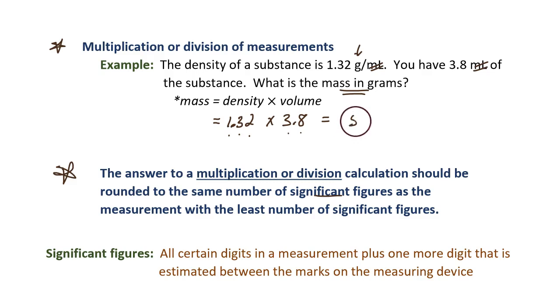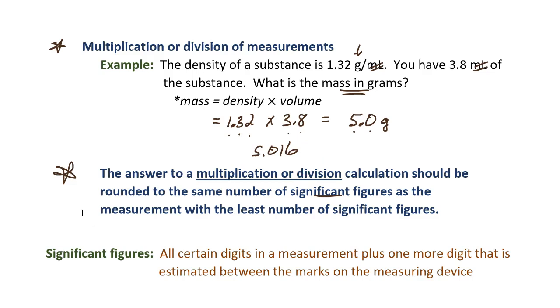The result is 5.0 grams. This number has 1, 2 significant figures. The calculator actually says 5.016, but that number has 4 significant figures, which is too many.